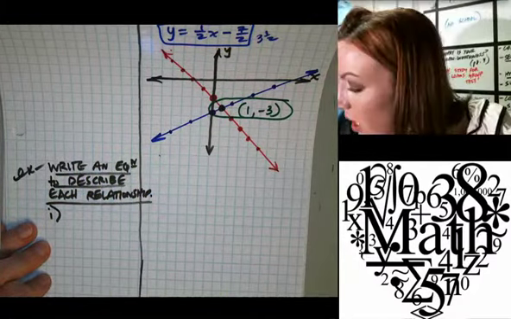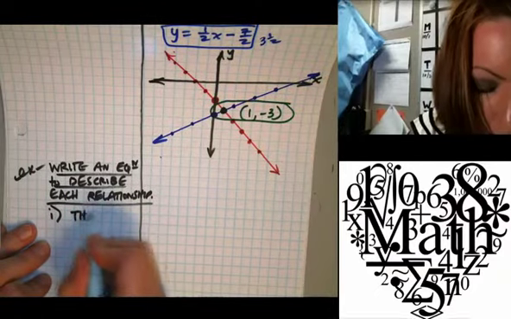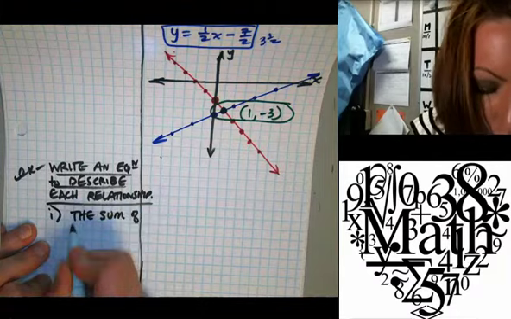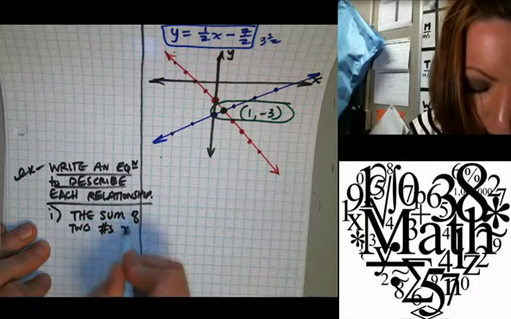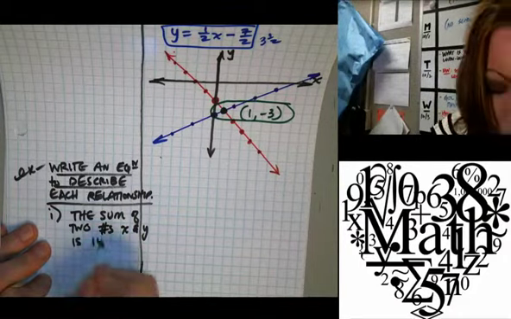Okay, the sum of two numbers x and y is 14. Their difference is 6.